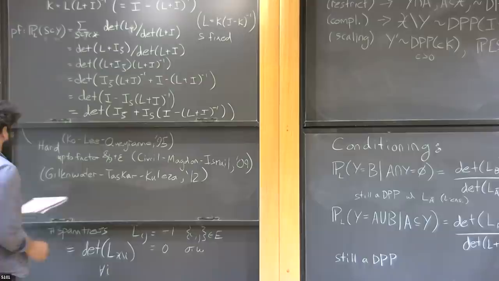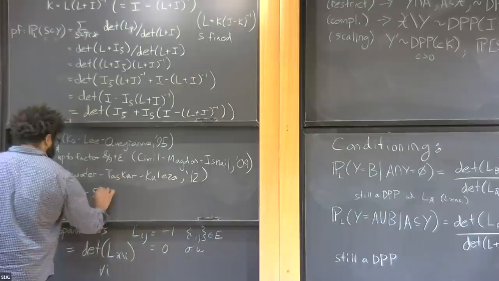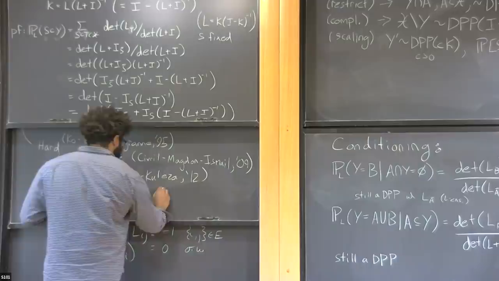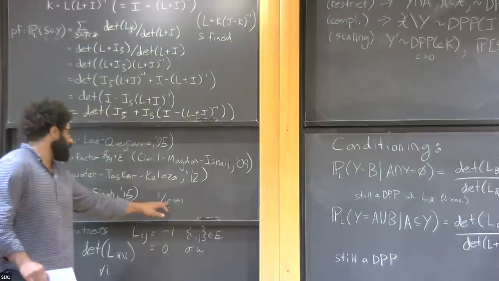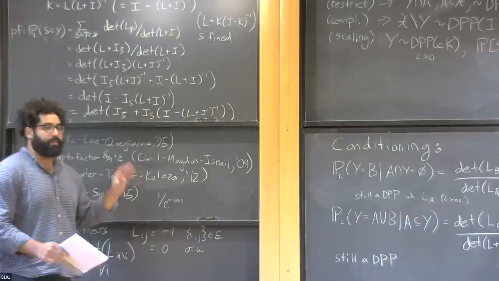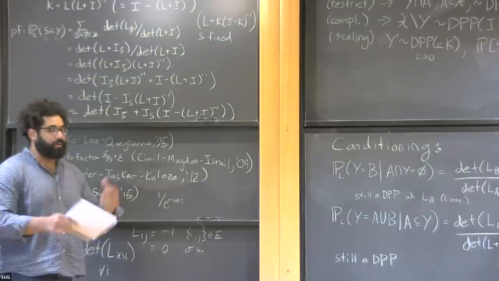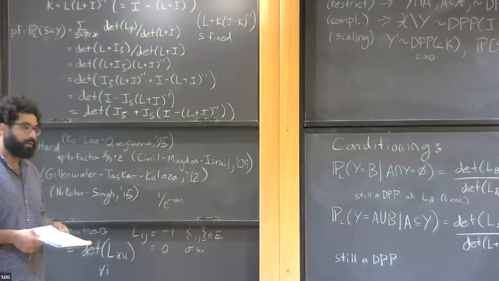A more recent work of Singh, 15, which I'm somewhat less familiar with, they get 1 over e to the r, I think, plus little o of r approximation for an optimal that they produce, comparing their solution to anything that is of rank r. Rank r, yeah, sorry, rank r. But this is still quite far away.